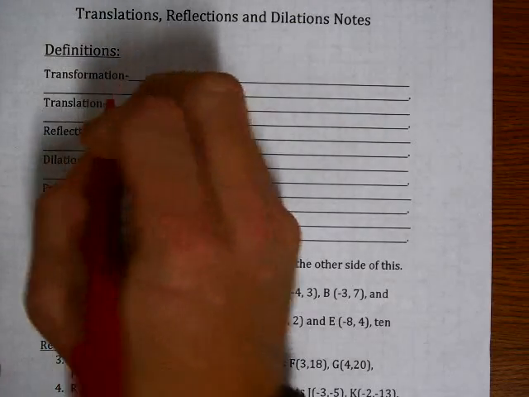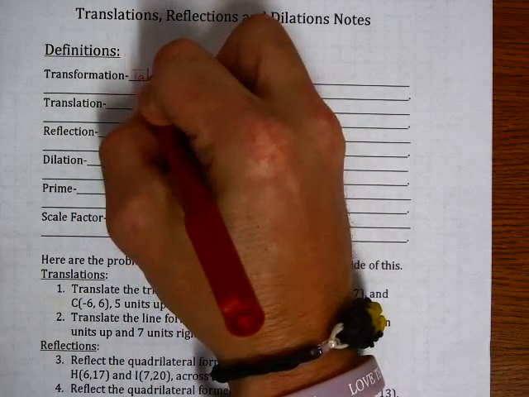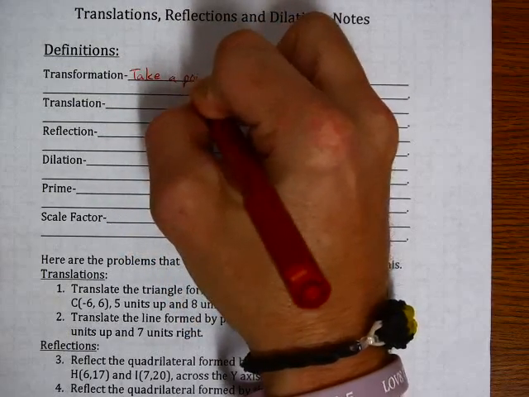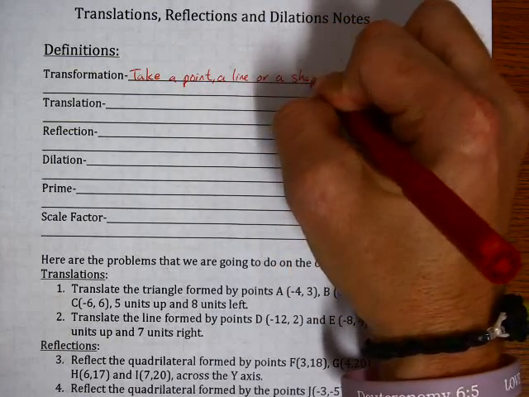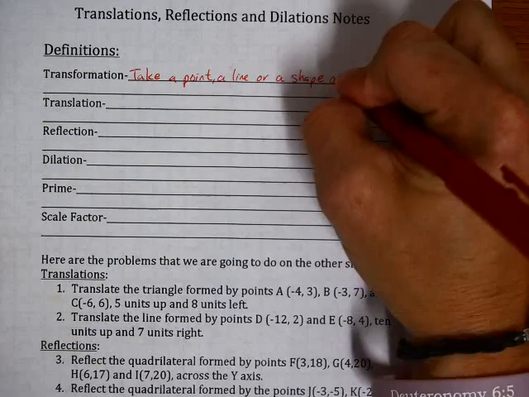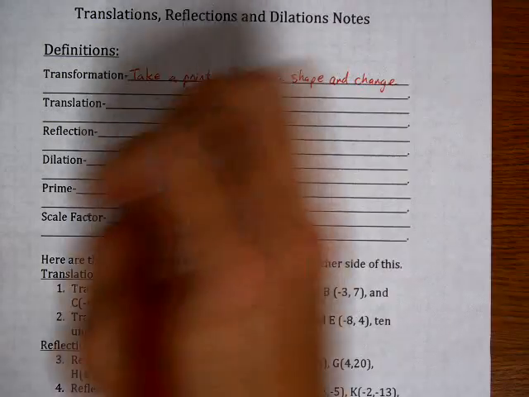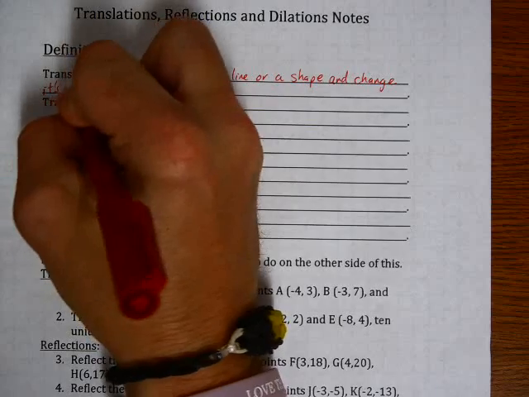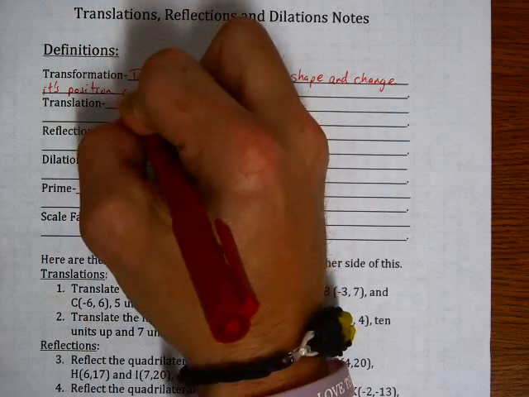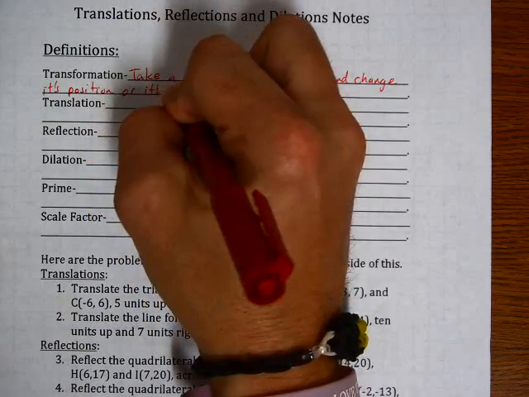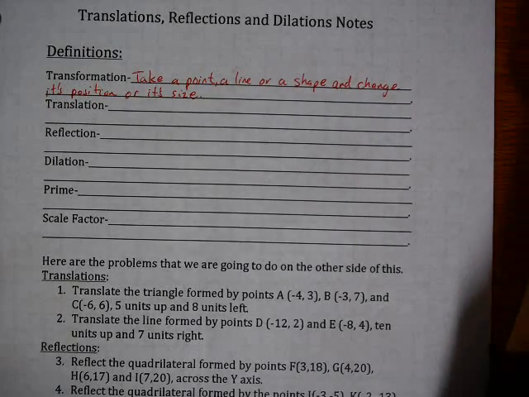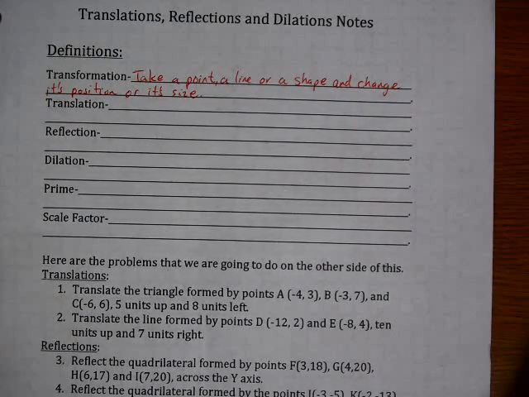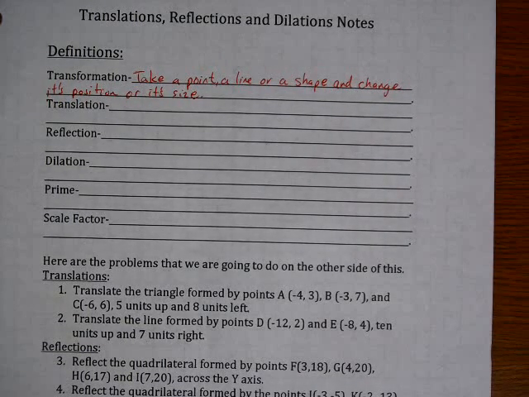So a transformation is when you take a point, a line, or a shape, and change its position or its size. So you take a point, a line, or a shape and change its position or its size. In Spanish, I'm going to try to say this: movimiento de una figura geométrica. All right, how about that?